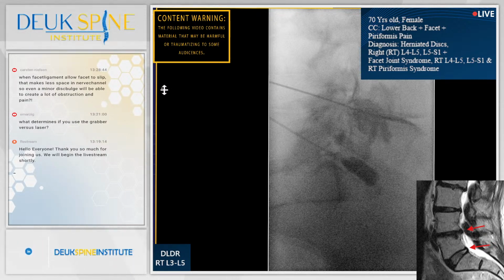One of them is really degenerated. The other one is well preserved but has a tear. We're going to fix both. You get to go to sleep. When you wake up, your surgery will be over. Those 2 discs will be fixed. They're definitely causing your pain.